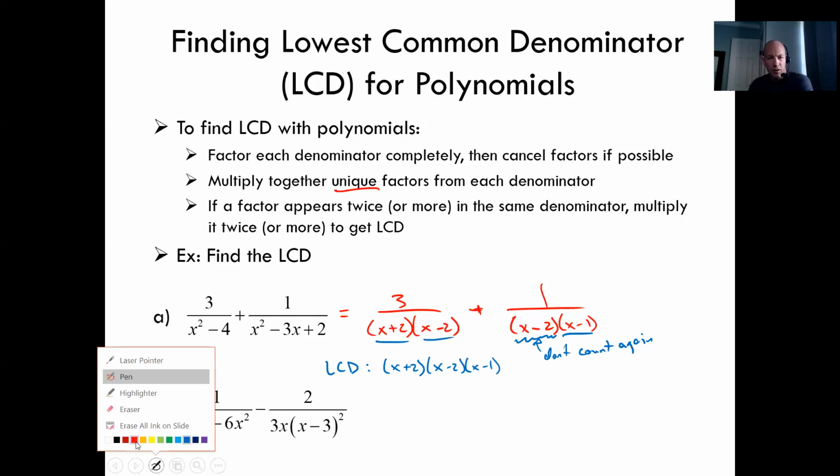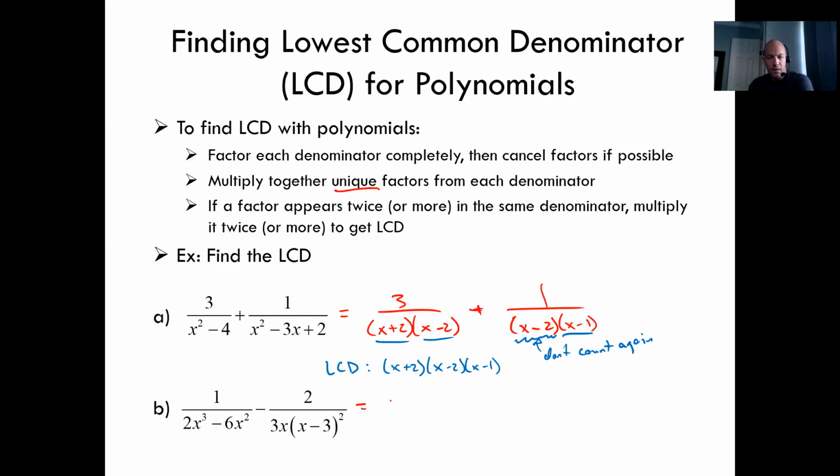For this next one, let's have a little look. Factoring the bottom of this fully, we're going to factor out a 2, and 2x squared is actually going to come out. This will leave us with x, and this will be minus 3.